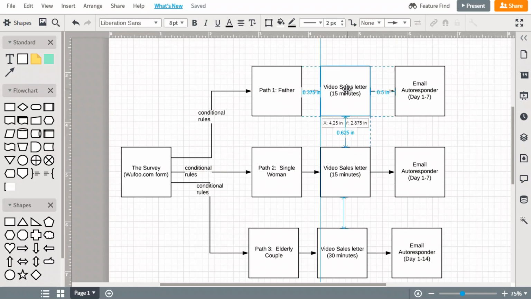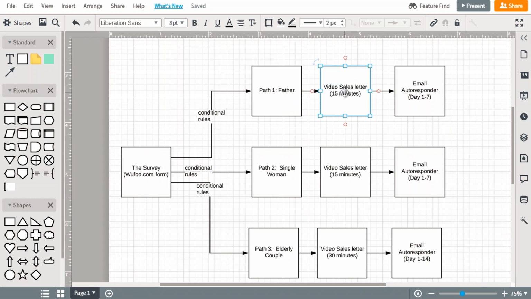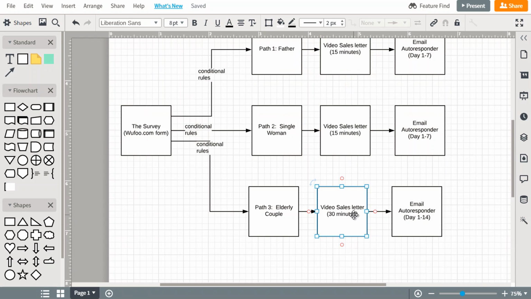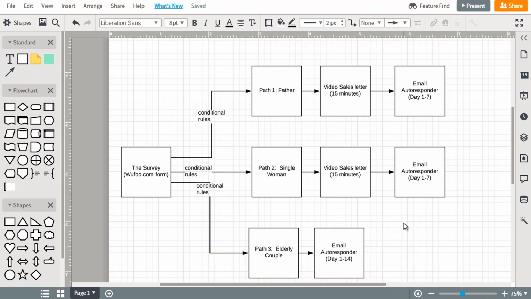Now, you don't necessarily need a video sales letter all the time. Sometimes you might do enough research that you realize they don't need a video sales letter, and you might think, okay, the elderly couple, they just want really good information first. They don't really want the video sales letter, and they like text or something. So that way you can customize it based on that.